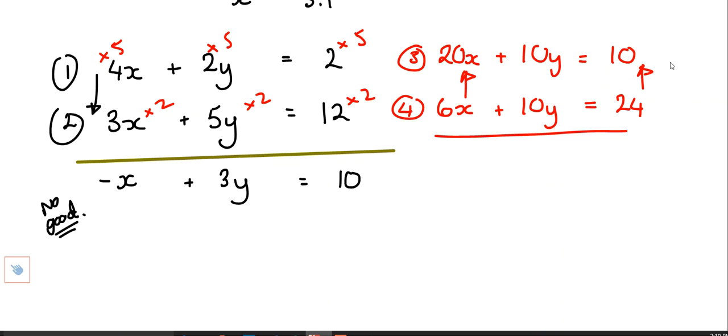Why did you pick 5 again? Because I've looked at it and gone, I can make 10y's on both of them. I could do it differently. I could have done something to make the x's the same. 12, exactly, yeah.